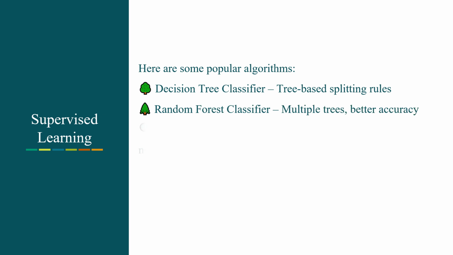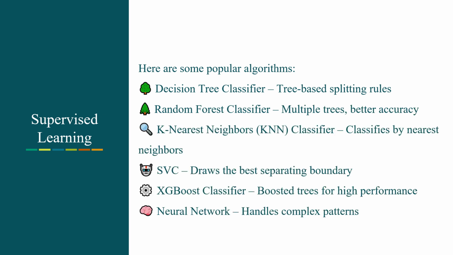So here are some popular algorithms: decision tree classifier, random forest classifier, k-nearest neighbor classifier, or support vector machine classifier, and many more. Each of these has its own strengths depending on the data size, type, accuracy and needs. So it is not necessary that every algorithm will work on every data. Every data has its own nature, its own structure, so it is not possible that every algorithm will work perfectly on each data.